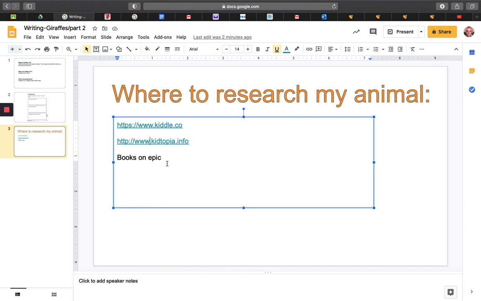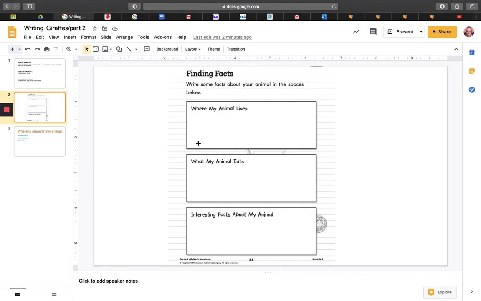Now, once you have picked your animal and found out your three facts about your animal, written them on your paper, I want you to take a picture and submit it to your Google Classroom assignment.